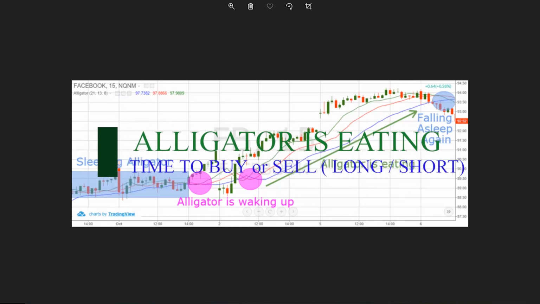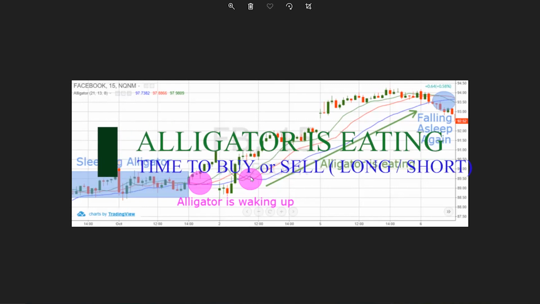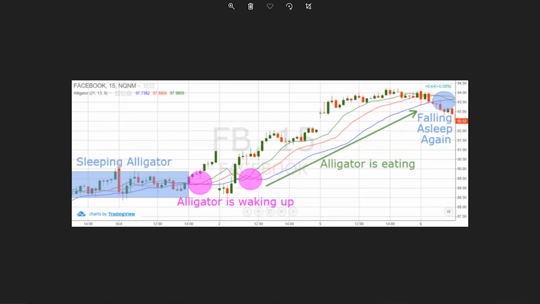So this is the time when we have a long position, and as you can see, there is now an uptrend because the jaws of the alligator are open. So you can now buy from this position upward. Okay, so I hope this is a simple indicator that will help you.